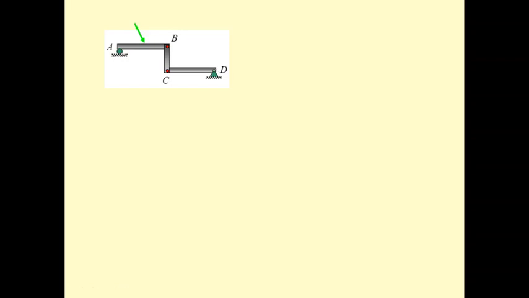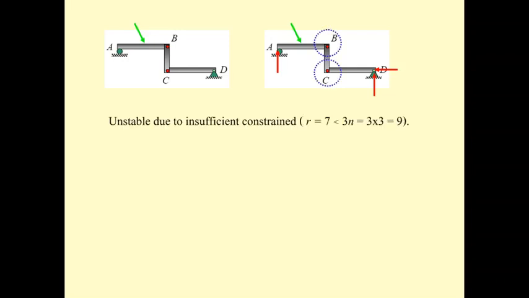The number of equations of equilibrium is going to be 3 times 3 pieces, which is 9. So in this problem, we have a total reaction of 7 and the number of equations of equilibrium is 9. So this structure is unstable due to insufficient constraint.